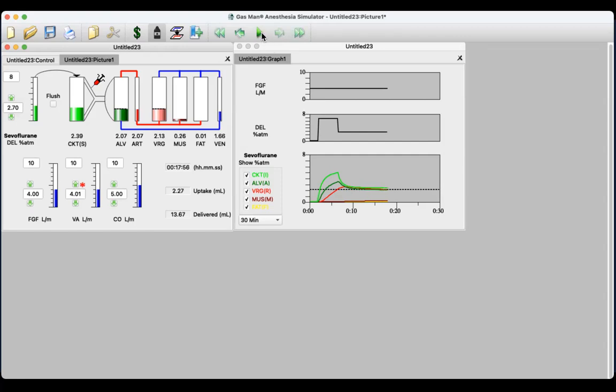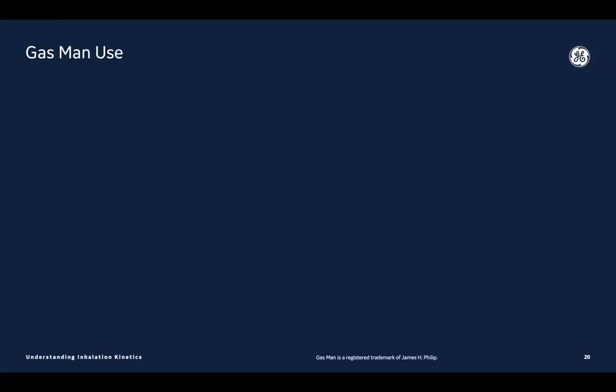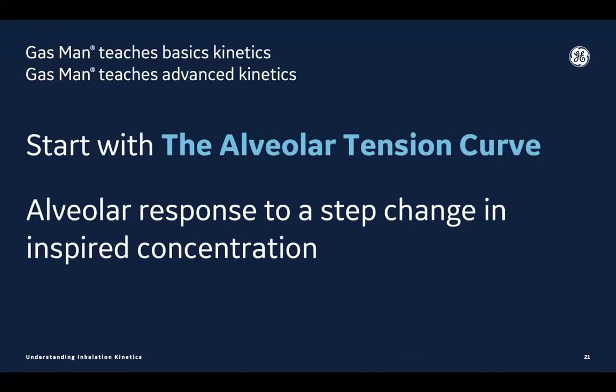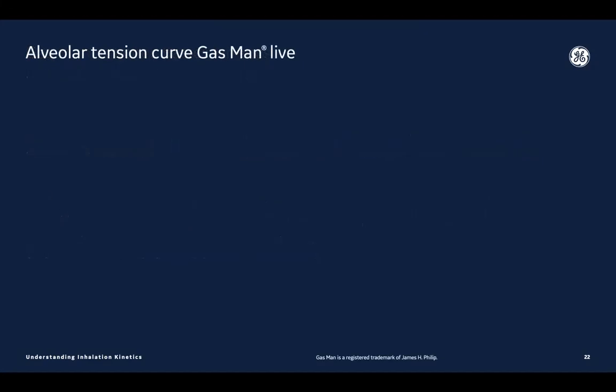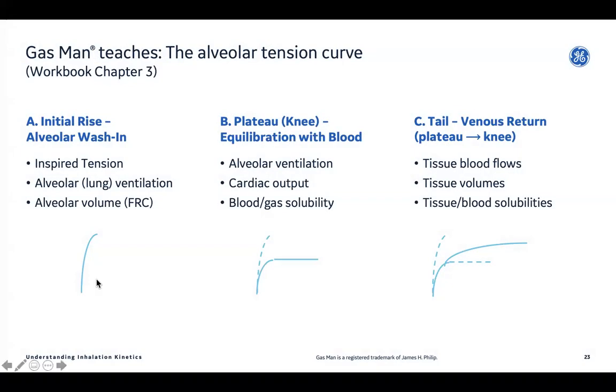And for the remainder of this talk, I'll use snapshots that I've taken of that screen. During the question and answer session, we can certainly explore this further. So we will begin with the alveolar tension curve. It is the response in the alveoli to a step change in the inspired concentration. Inspired suddenly goes up and is held constant, and we look at what happens to alveolar. What we see is there's an initial rise, a plateau in the curve that disappears into a curve going up.